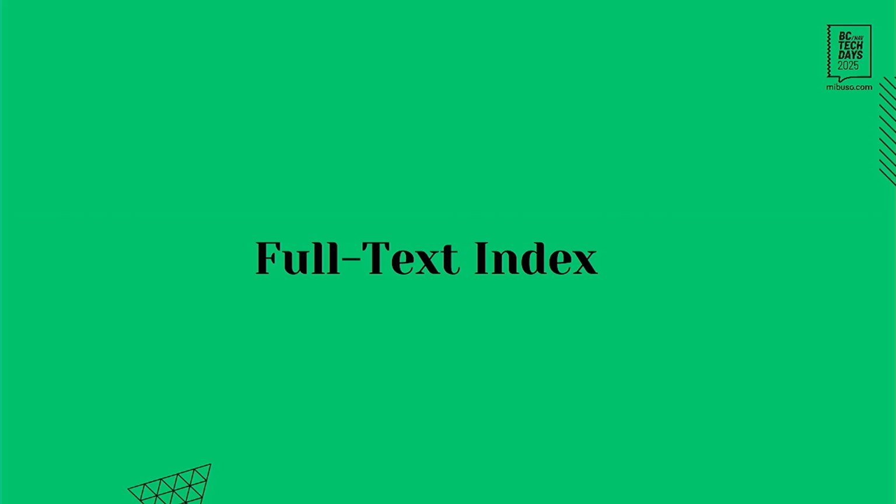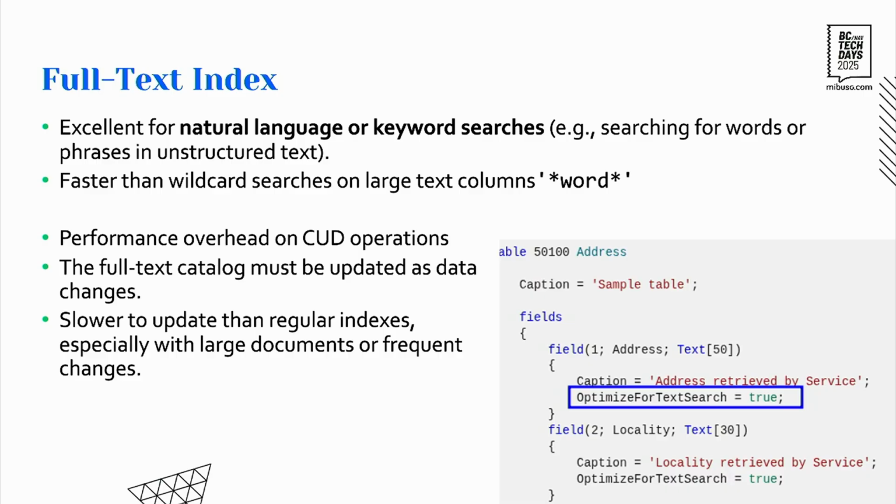Okay, the last one, and then we get to some examples. And it's a really short one. It made it into the slide this morning because we realized we missed one. We have now the full text index, which is basically the optimized for text search property. This will also create an index on SQL Server, which is called full text index, and it's there for making natural language search or keyword searches more efficient.